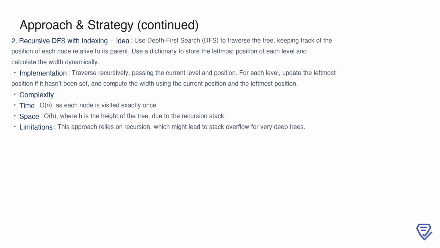The recursive traversal involves passing both the current level and position to the function, and for each new level encountered, we update the leftmost position if it hasn't already been set. The time complexity remains O(n), as each node is visited exactly once, and the space complexity is O(h), where h is the height of the tree, due to the recursion stack. However, one limitation is that this approach relies on recursion, which can lead to stack overflow if the tree is very deep, making it less robust for highly unbalanced or skewed trees.